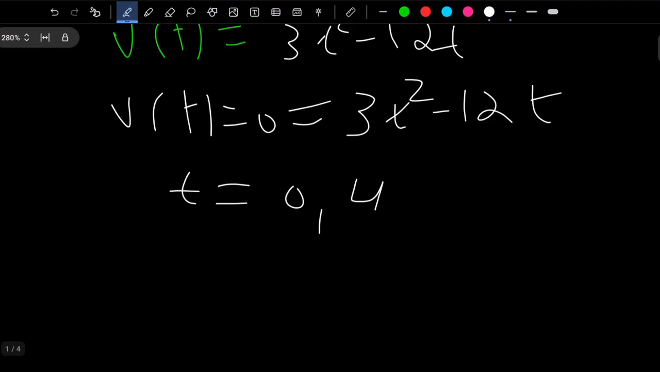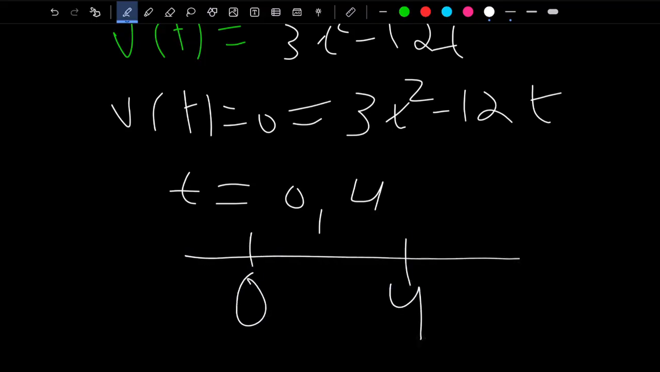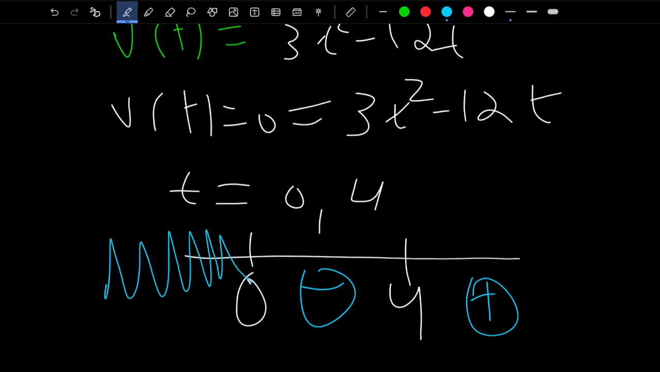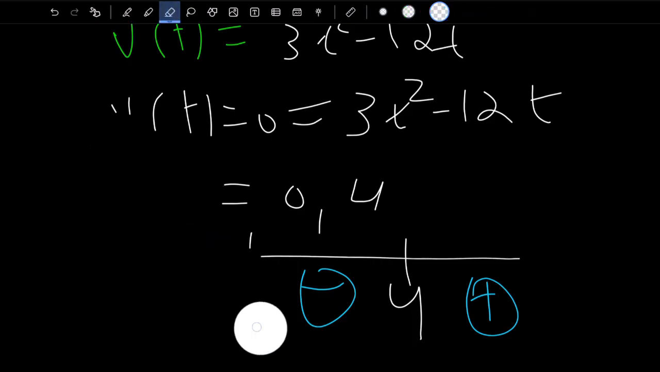Now we have to test these intervals. When we test these intervals, we can see we have 0 and 4 on our timeline. If we plug in, let's say, a 2, is it going to be positive or negative? Negative. If we plug in something above 4, like 5, is it going to be positive or negative? Positive. And if we plug in anything less than 0, we can't, because there is no negative time. So that is our second example.